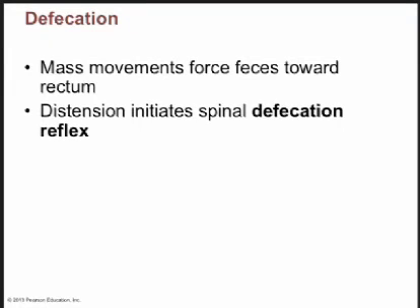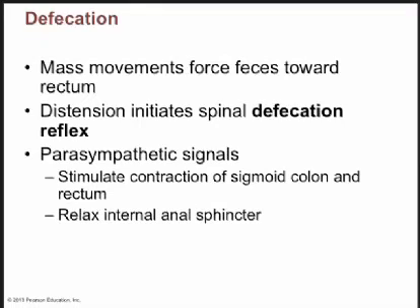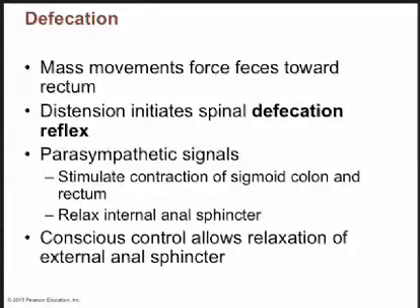Distension initiates a spinal defecation reflex. The parasympathetic division of the autonomic nervous system stimulates contraction of the sigmoid colon in the rectum, and they also relax the internal anal sphincter, which again is a ring of smooth muscle that encircles the rectum. Once that relaxes, we can relax the external anal sphincter, and then we can void the fecal material. So conscious control allows us to do that.